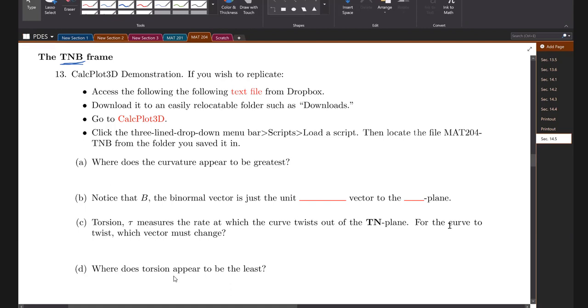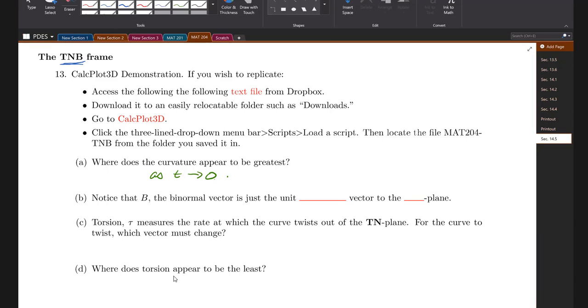So although we haven't done a whole lot of computations in this section, I think the most important thing for you to spend some time getting comfortable with is that TNB frame and also thinking about the curvature as we move along that curve. Okay, so where did the curvature appear to be the greatest? I think we saw that this was close to the origin, so as t was approaching 0, the curvature appeared to be the greatest. And unfortunately I can't share both simultaneously as I'm recording this video, folks.